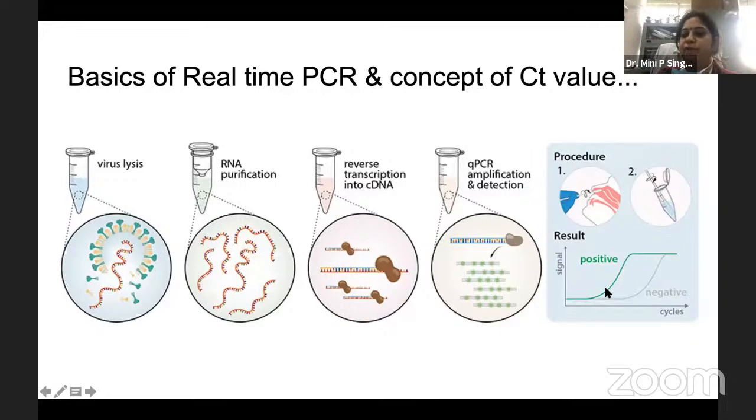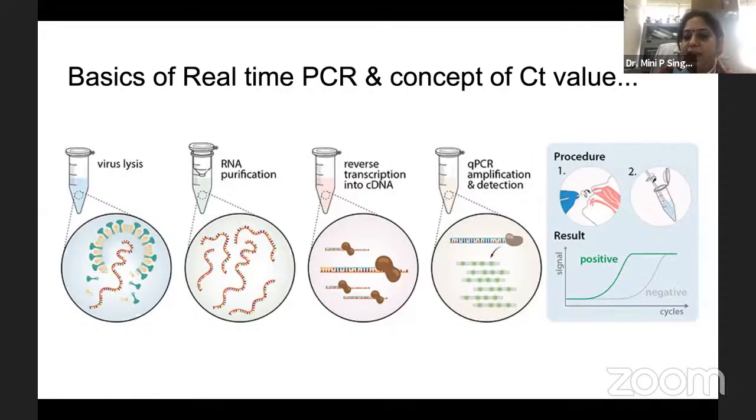So when you talk of a CT value of 10, this means that the positive sample crosses the threshold at, suppose, 10. This means that the patient has a very high viral load, because the load has crossed the cycle threshold at a very initial stage. So indirectly what we are trying to say is that if the CT value is low, this means the patient has a high viral load, but if the CT value is high, the viral load is low. But this is a general dictum which I am talking of.